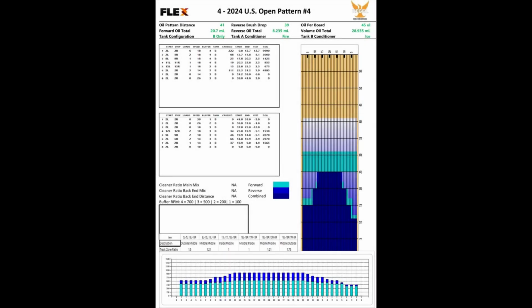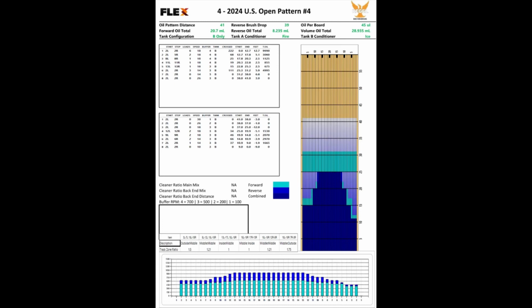Okay, just for fun, on this last graph we're going to take a look at, we're going to look at the 2024 U.S. Open pattern, number 4. This pattern is, on the left-hand side, close to the top there, 41 feet. The volume of oil on the lane is 28.935, and what that means is there is more oil on this pattern on the lane than there was on the house shot or the doubles and singles pattern.